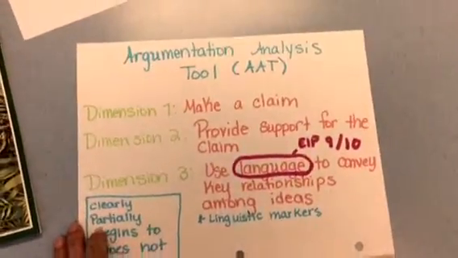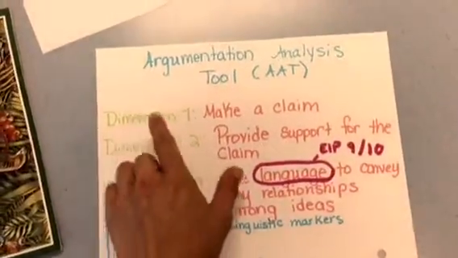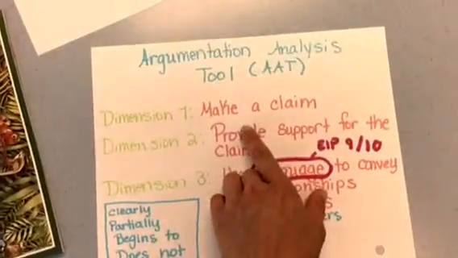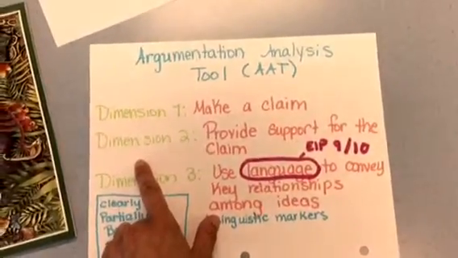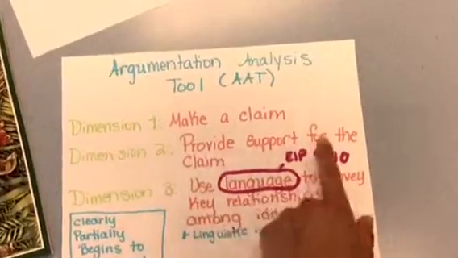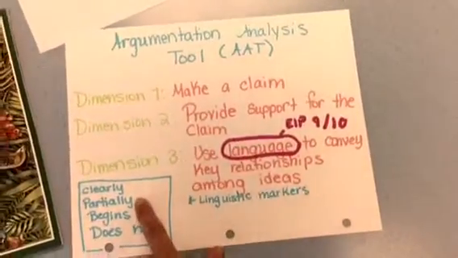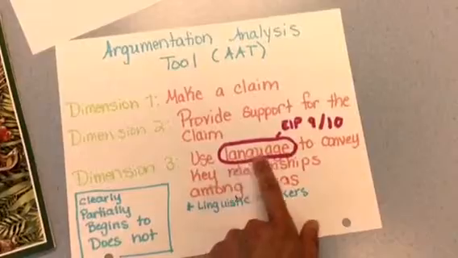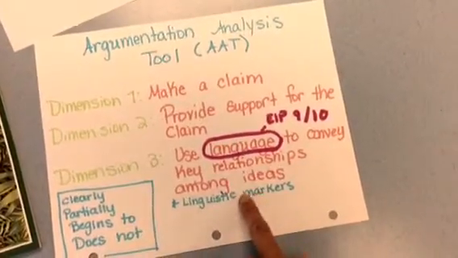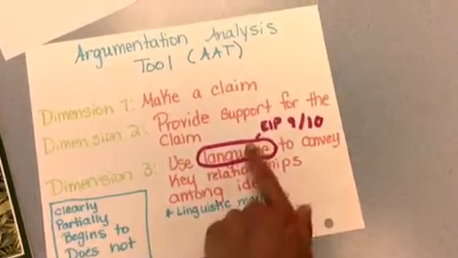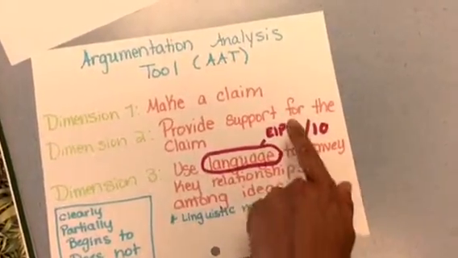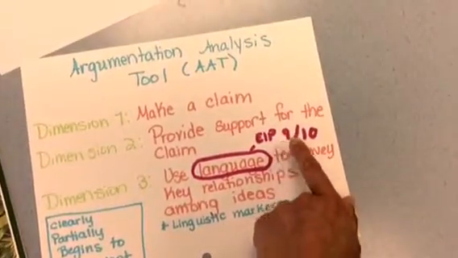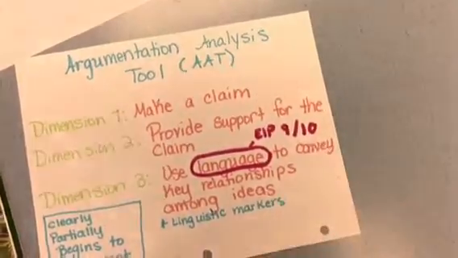And then at the end, we used a tool that we had learned about in our workshop called the Argumentation Analysis Tool. So the first thing you do is you look at Dimension 1, did the student make their claim? Dimension 2 is, did the student provide support for the claim? And then Dimension 3, did the student use language to convey key relationships among the ideas? Okay, and that language standard is in ELPA and is in the ELP standards 9 and 10.